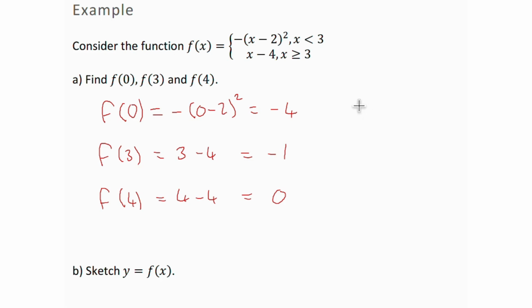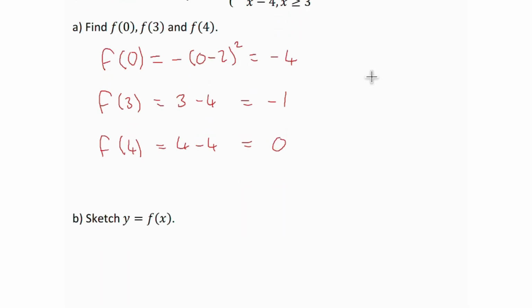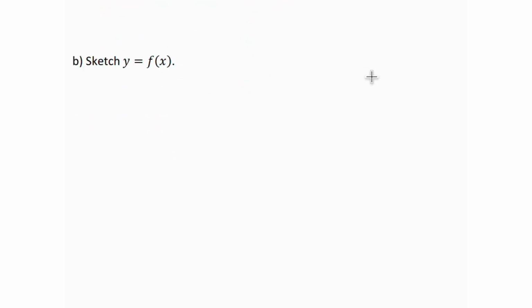Now we need to sketch the graph of this function. So we know some points on this function. I'm going to write it down again just here so we can see it. F of x equals minus (x minus 2) squared when x is less than 3, and x minus 4 when x is greater than or equal to 3.